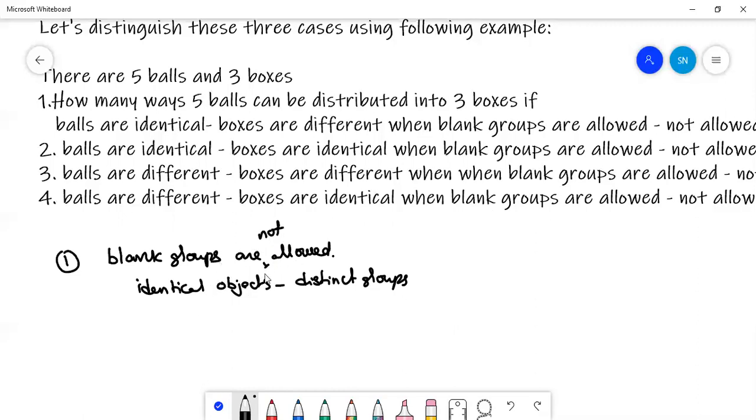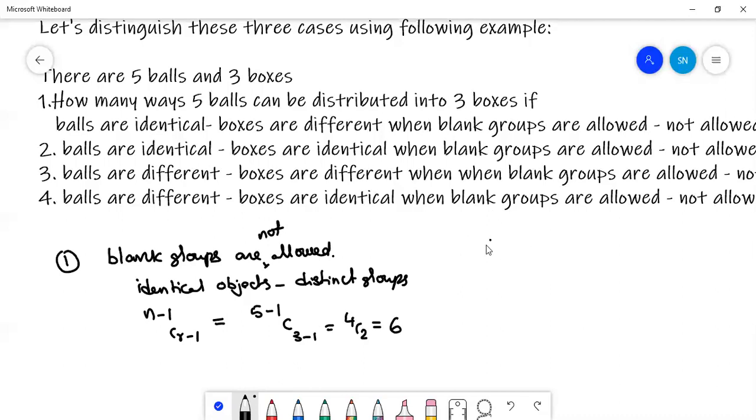Blank groups are not allowed. This comes under positive integral solutions. As we know, it is n minus 1 C r minus 1. In this case, 5 minus 1 C 3 minus 1, that is nothing but 4C2, which is 6. So in general, this is a direct application. I want to see how these 6 cases are coming out.